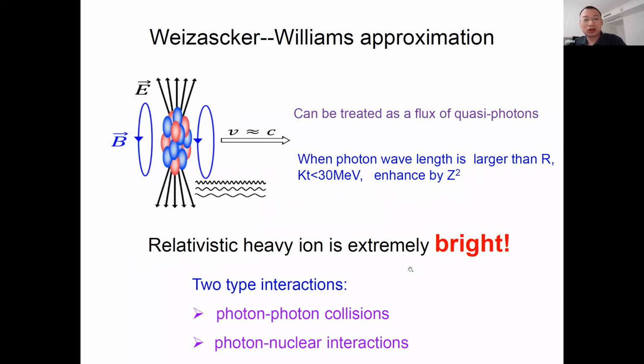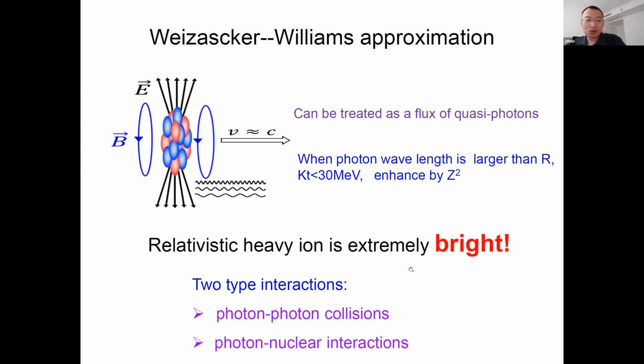In UPC, two nuclei interact electromagnetically rather than hadronically, by physically missing each other. The EM field of the fast-moving charged particle can be treated as a flux of quasi-real photons moving along the same direction. This is often referred to as the equivalent photon approximation, or the Weizsäcker-Williams method.